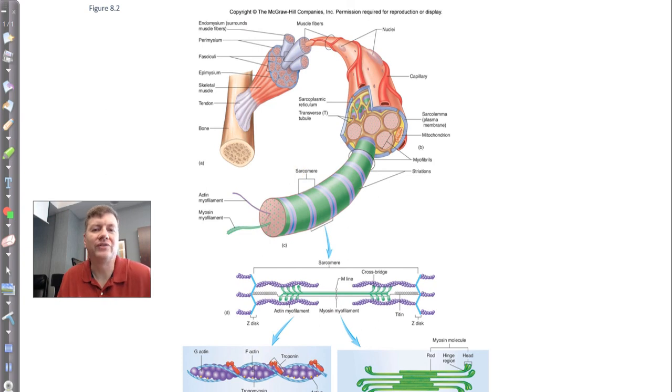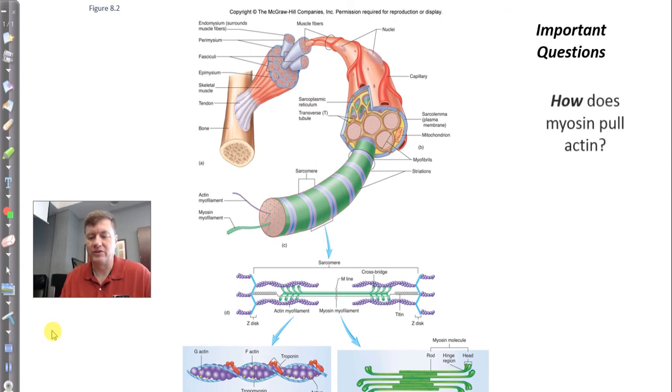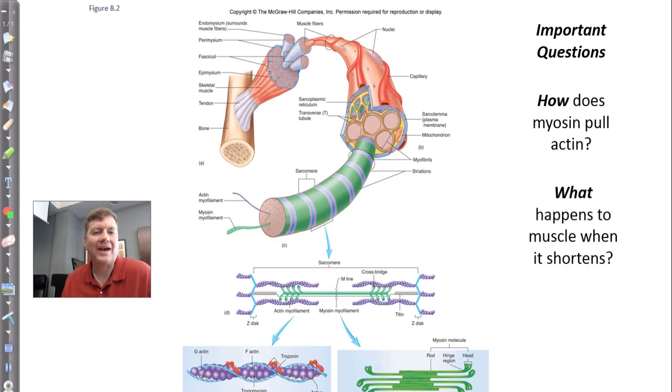And the key to all of this, and I'm going to spoil a surprise, is called the sliding filament theory. The proteins are going to slide past one another, and that's going to be how the muscle gets shorter and how it contracts. So I'll just leave you with these questions that we're going to be exploring in class. Here we go. So, important questions. How does myosin, how does one of these proteins, pull actin? That's going to be important for us to look at. What happens to the whole muscle when it shortens?